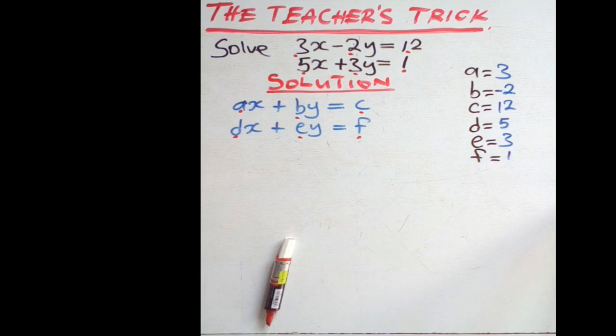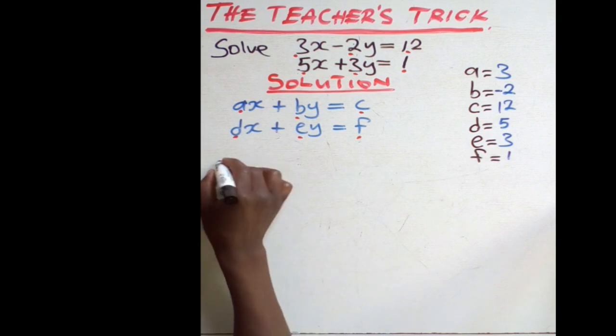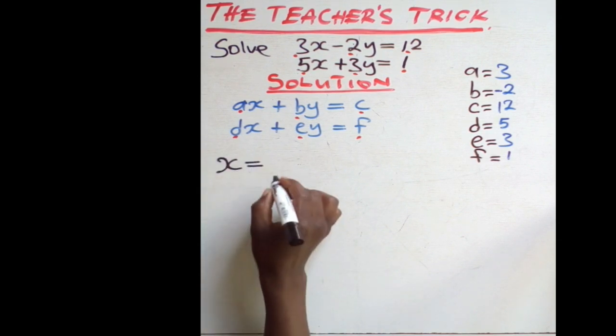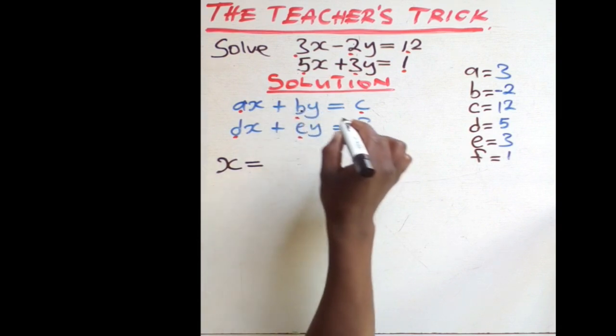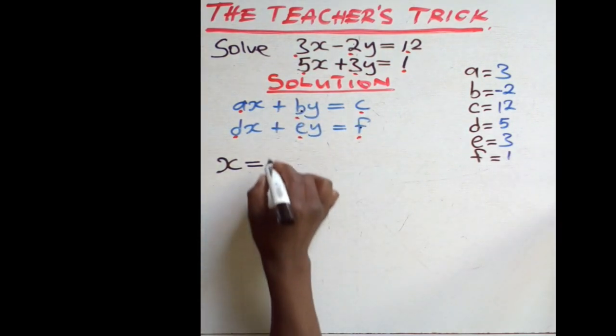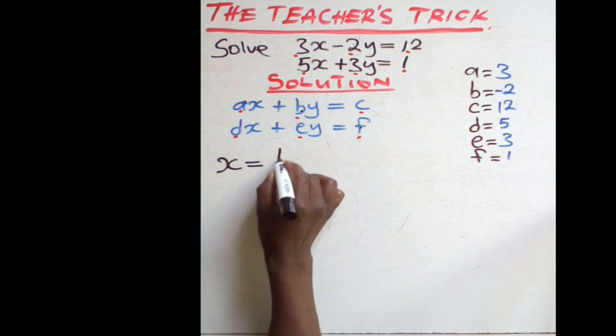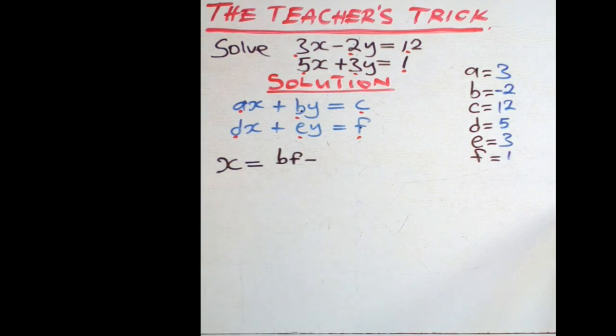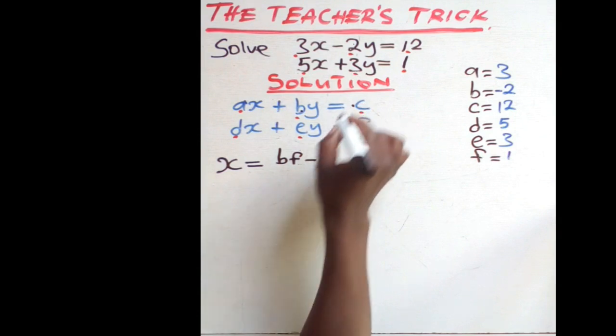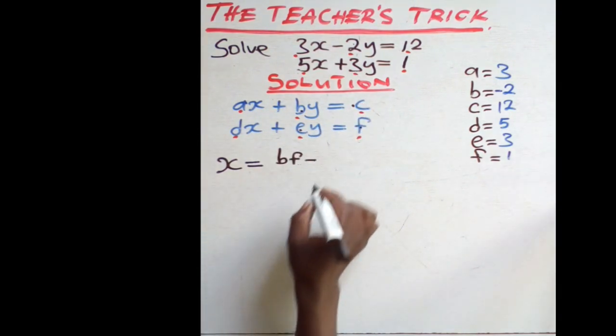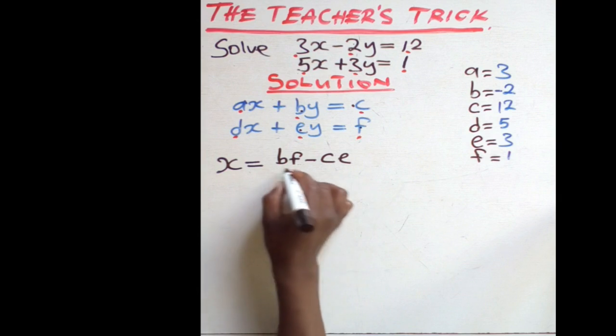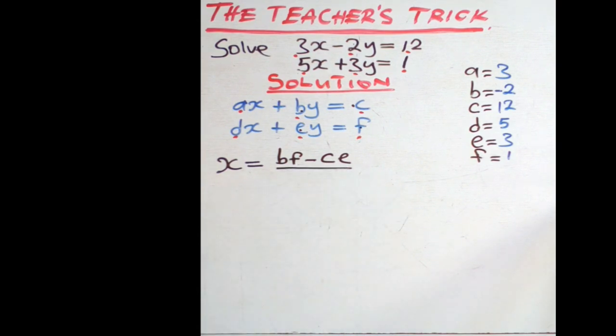After identifying this, then we have to write the formula that we have to employ. So how is that formula supposed to be? Let's come up with the formula. The formula for x is equal to b times f, we get bf, minus c times e, we get ce. This will be our numerator.